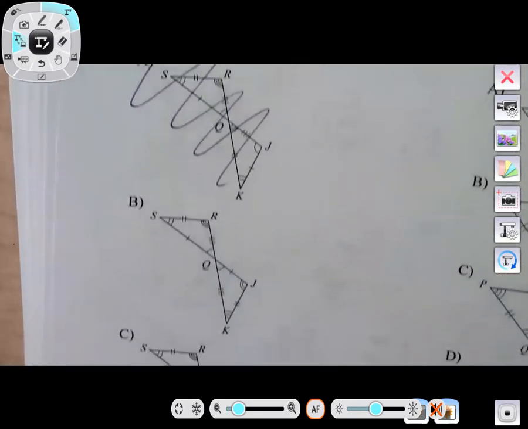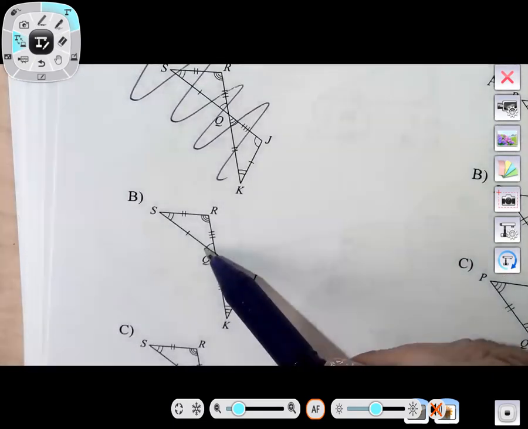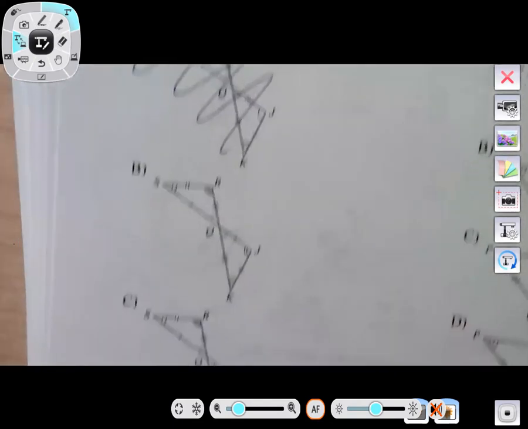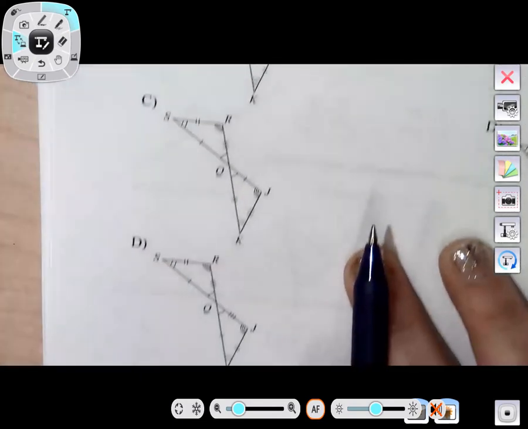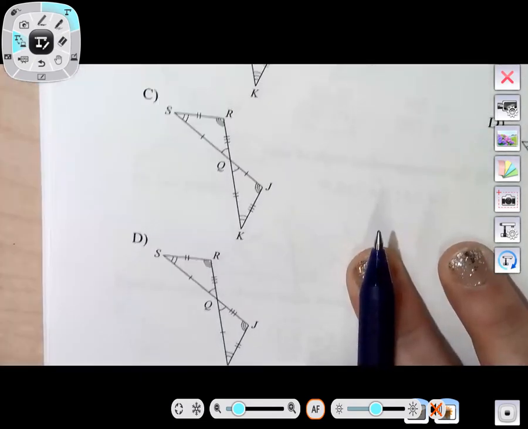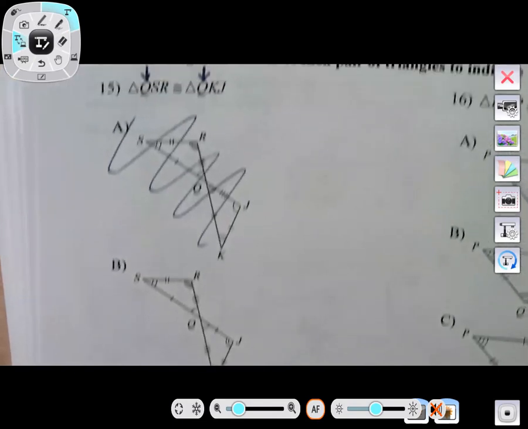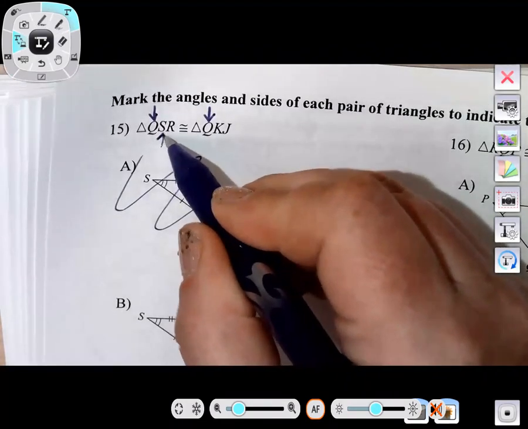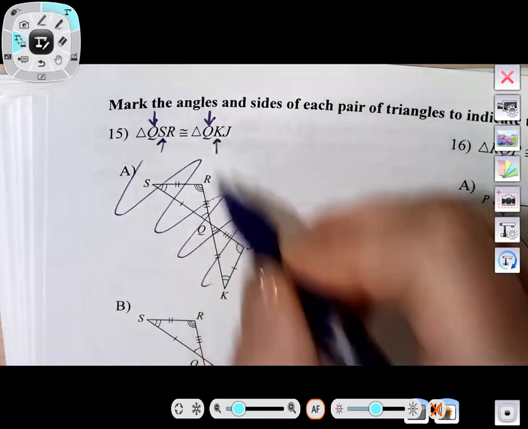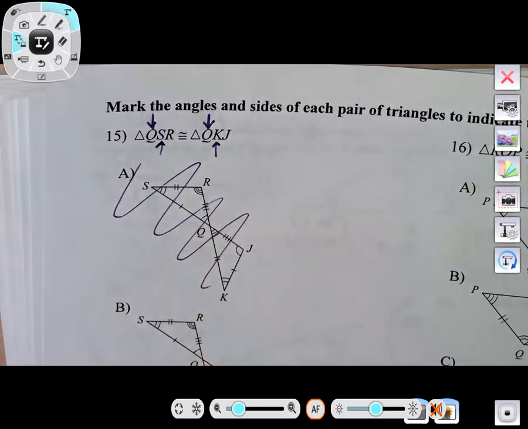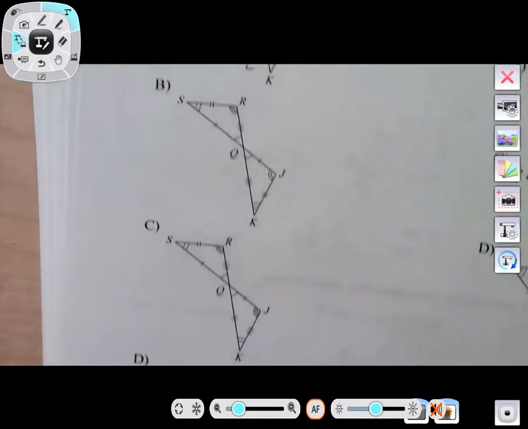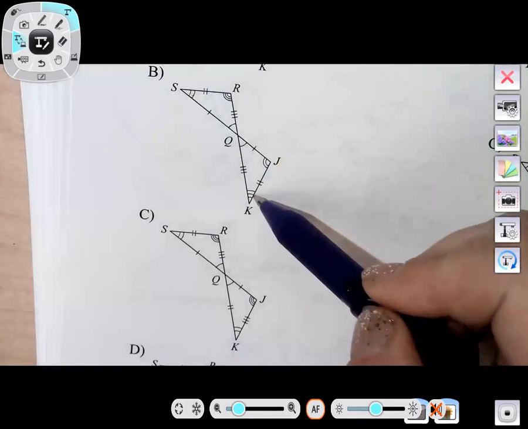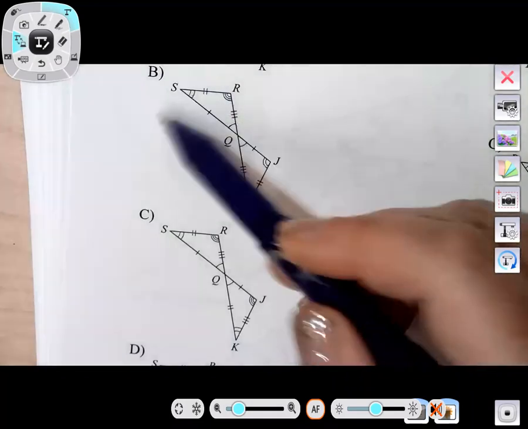Look at choice B though. See how Q has one arc in both? One arc, one arc. So this one at least is still in the running. C is still in the running and D is still in the running. Okay, so now we'll move on to the next letter. S and K should be in the same spot or have the same markings, I should say. S and K, see that? Because they're both in the middle. So now let me just look. S here has 2 arcs. K has 3 arcs. So B is out.